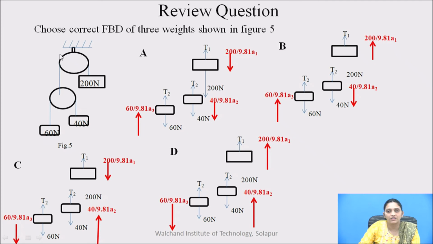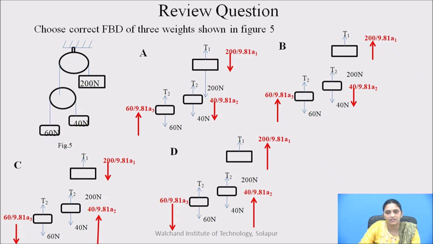Now here one review question is there. For this given figure number 5, you can see these three blocks are there, 200 Newton, 40 Newton and the 60 Newton. And it is arranged with the help of these pulleys like this shown in the figure. You choose the correct free body diagram of the three weights shown in figure 5. So here there are four options, option A, B, C and D. You choose the correct set of free body diagrams for this given numerical. Think and select the correct answer.